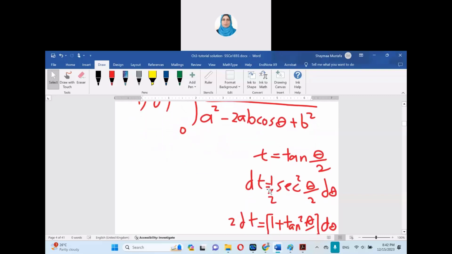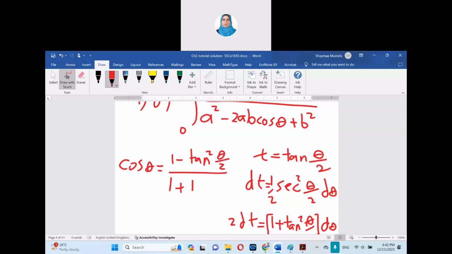Cos theta. Here you have to use the identity. You can prove from the identities that cos theta is equal to 1 minus tan square theta over 2 over 1 plus tan square theta over 2. So cos theta will be 1 minus t square over 1 plus t square.